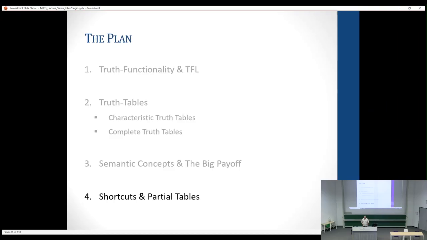Now, I am never going to force you to use shortcuts or partial tables. But there will be plenty of questions where you are allowed to do so. So let's talk about these. Again, if the concept of the truth tables is already confusing, don't worry about what we're about to talk about. Don't try and take shortcuts before you know how to do it right.